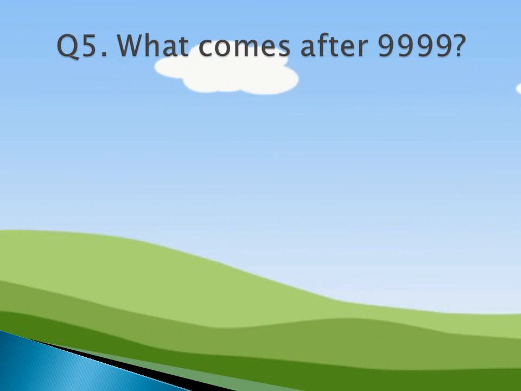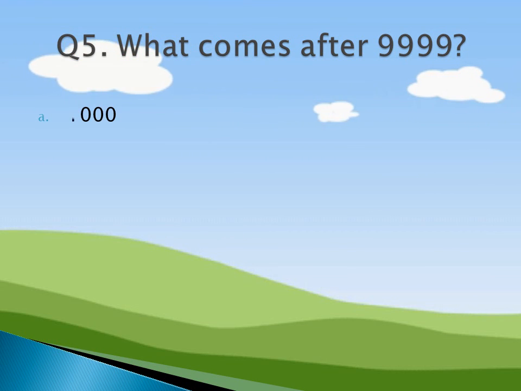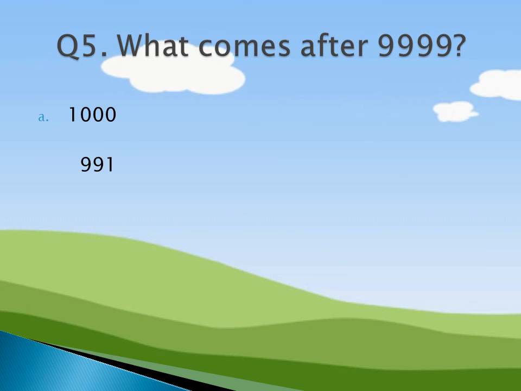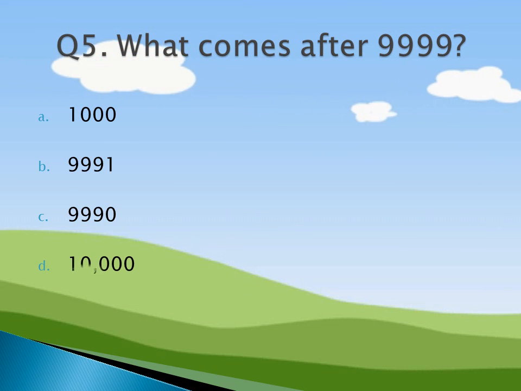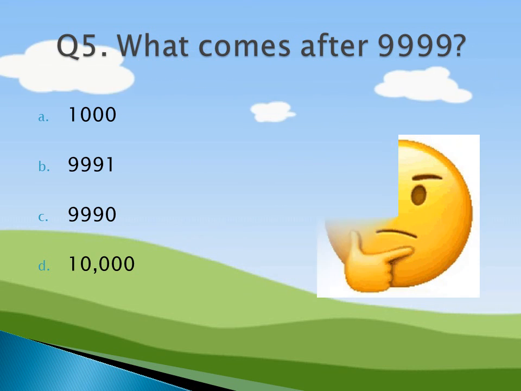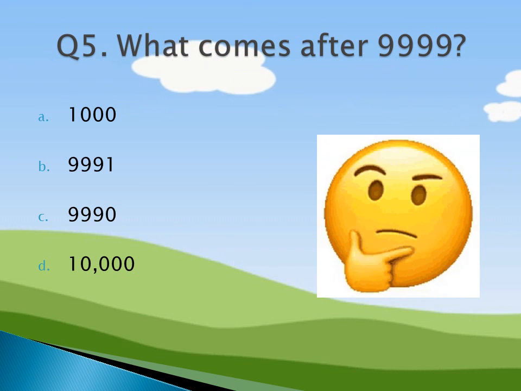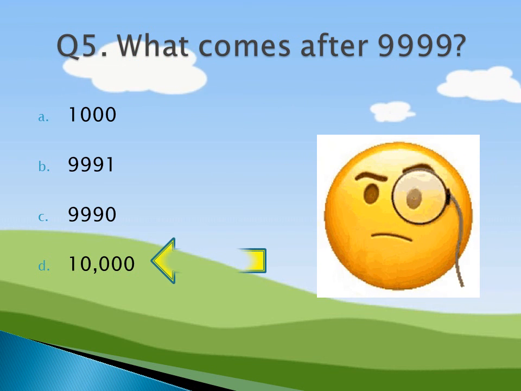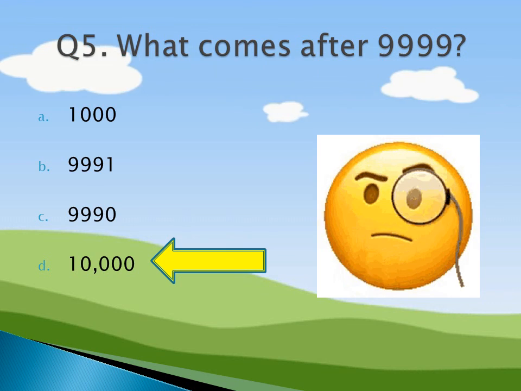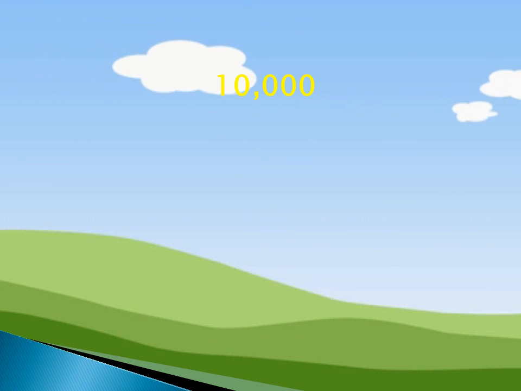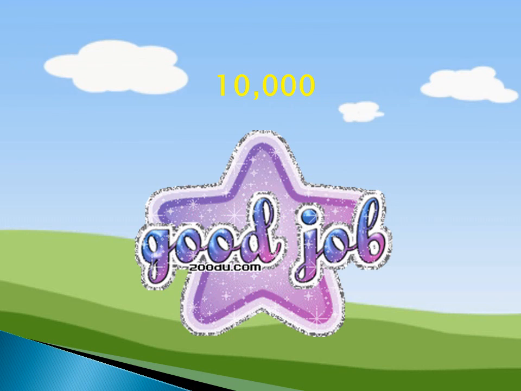What comes after 9,999? The options are 1,000, 9,991, 9,990, 10,000. So the correct answer is 10,000.